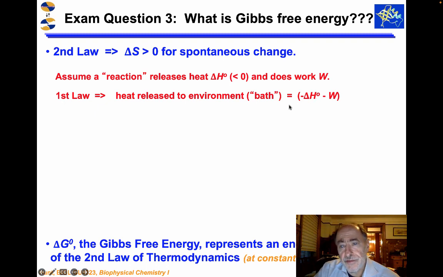And so the heat released to the environment is going to be negative delta H. Why negative delta H? Because when heat is released, our convention is that heat release is a delta H less than 0. Therefore, negative delta H is going to be the amount of heat released to the bath. And again, the bath is simply the solution. In this case, the bath is the solution in which the myosin is located.